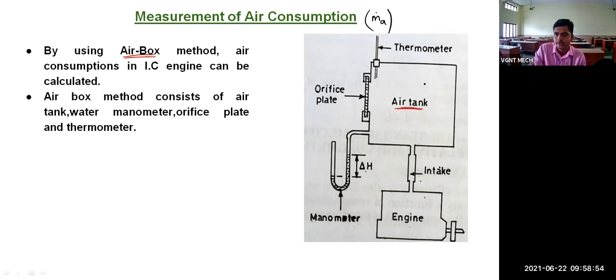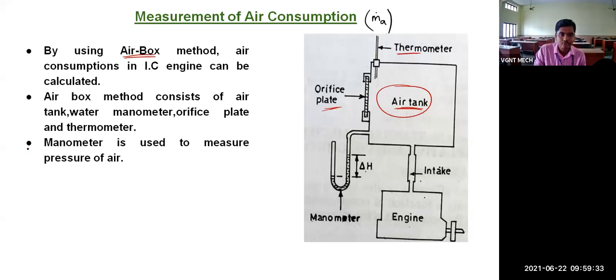Here the atmospheric air will be stored in the air tank. A water manometer: here you can see one manometer, to measure the pressure difference. An orifice plate: this is the orifice plate. I will tell the use of all these things when we come to the derivation part. And the thermometer, which is also connected with this air tank to measure the temperature of the air.